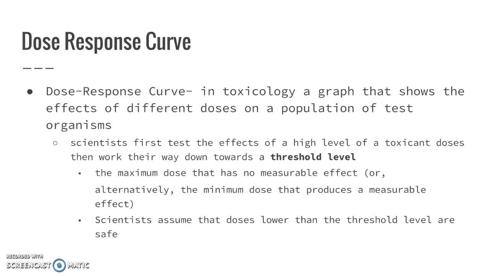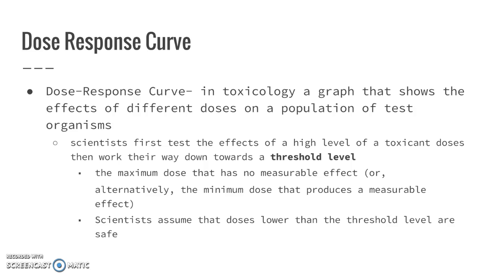The dose response curve in toxicology is a graph that shows the effects of different doses on the population of test organisms. And I know you've seen a dose response curve when you did the toxicology problem set and saw the dose response curve with alcohol. Well, there are dose response curves for all kinds of different toxicants and how they affect an organism.